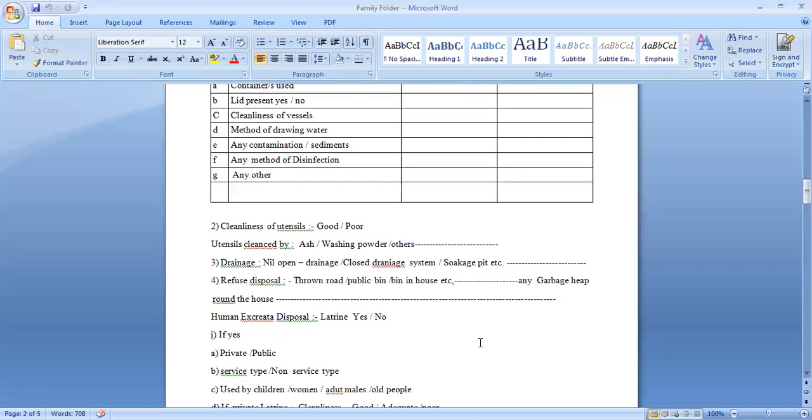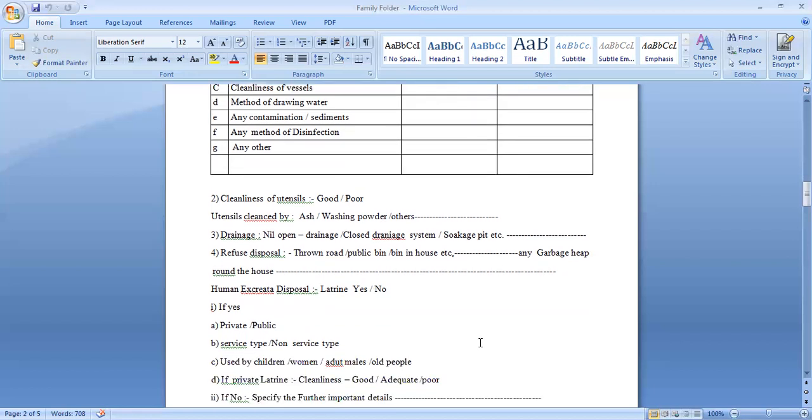Then what is the method of refuse disposal adopted in that house? Whether they throw it indiscriminately on the road after cleaning the house, or there is a public bin in which they throw it, or there is a separate bin inside the house itself with which they collect the garbage and then dispose of it, or whether there is any garbage heap around the house, because that is a source of fly breeding and can spread a number of diseases in the family.